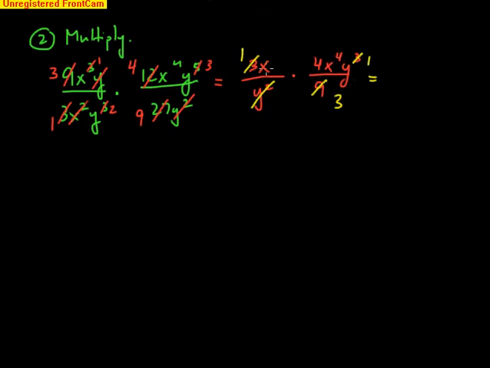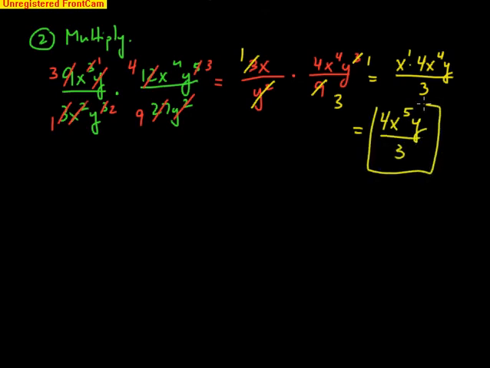So what do I have left? Well, I have an x times 4x to the fourth y all over a 3. The x and x to the fourth will combine. This is x to the first, that's x to the fourth, that's x to the fifth. 4x to the fifth y all over 3.